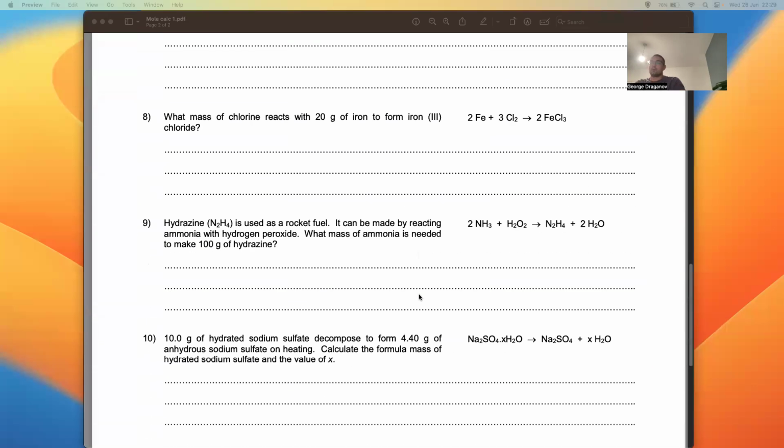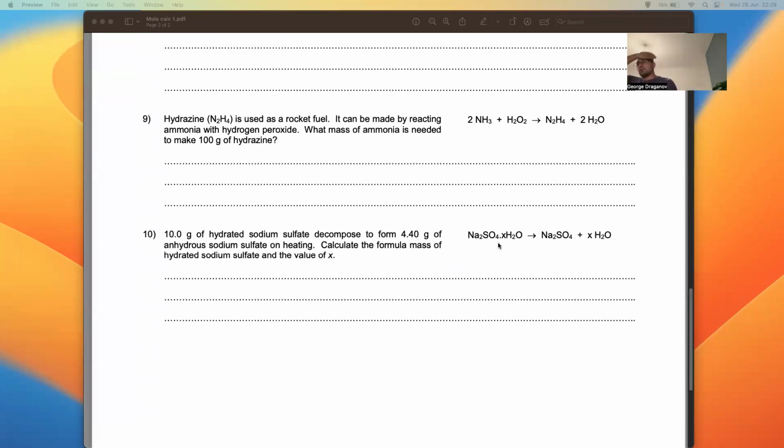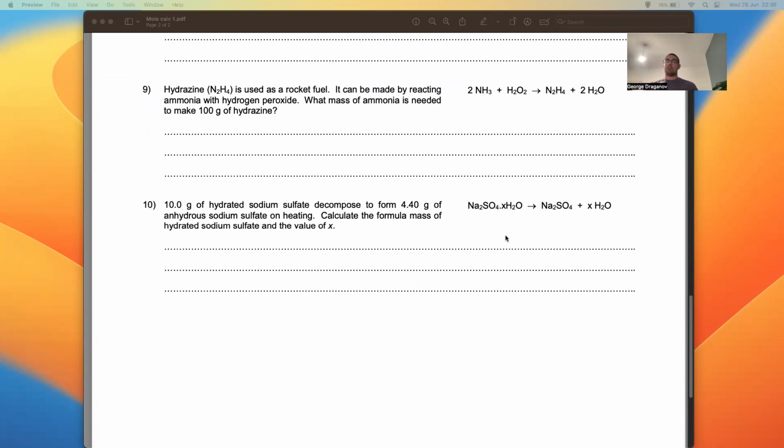There's one style of question which we didn't look at, and is this one with the dot, the water of crystallization. Now, this type of question can occur, so I will show you how to do it. There's only one here, but there's one on the other worksheet too. So this will be our final example. We have 10 grams of hydrated sodium sulfate. Hydrated means you have water, so this is 10 grams. It decomposes, so breaks down to form 4.4 grams of anhydrous. Anhydrous means without water. So this will be 4.4 grams.